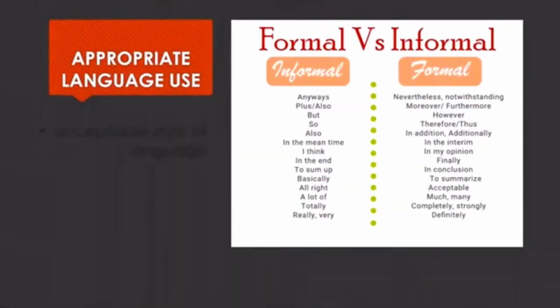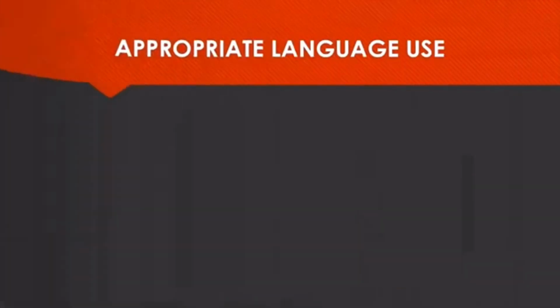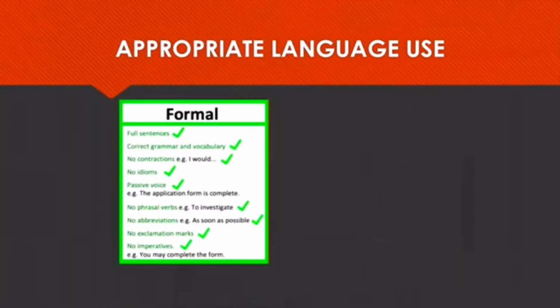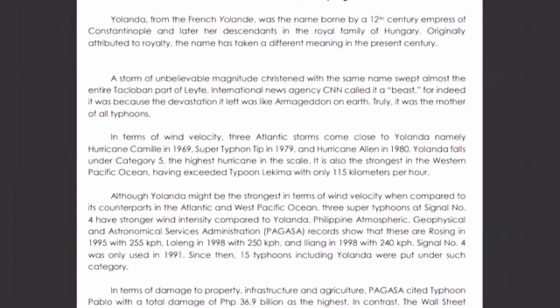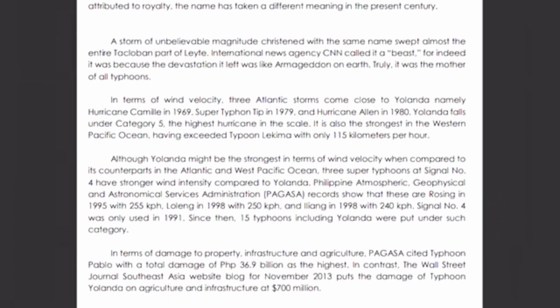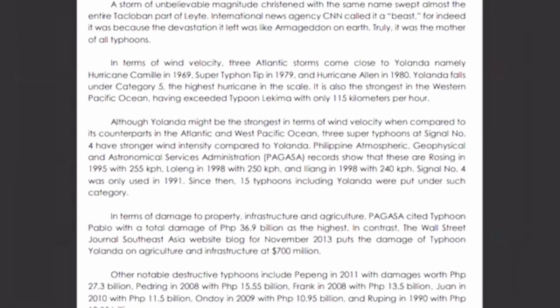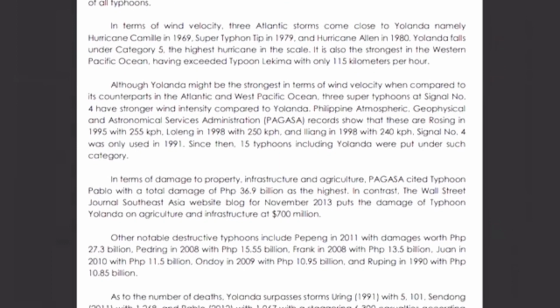Number 3. Appropriate language use. This is the acceptable style of language. For example, in business correspondences, use concise, not wordy phrases, and formal words. While in literary pieces, the words used are less formal and more creative. The sample text uses formal words since the text conveys information about the typhoons from the past.